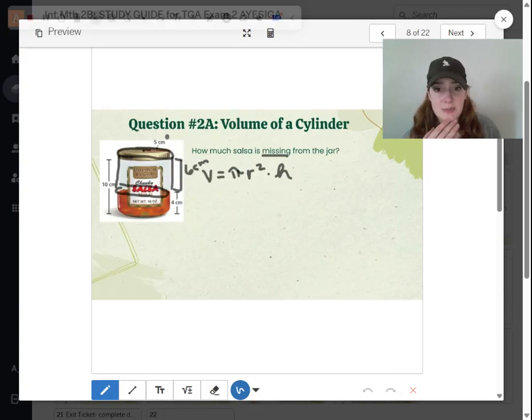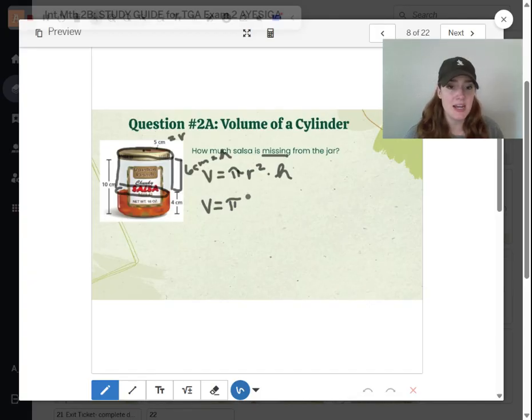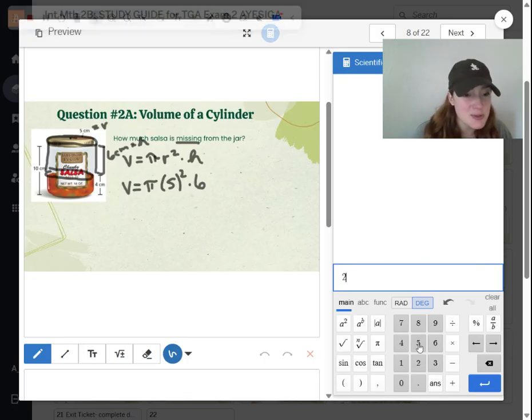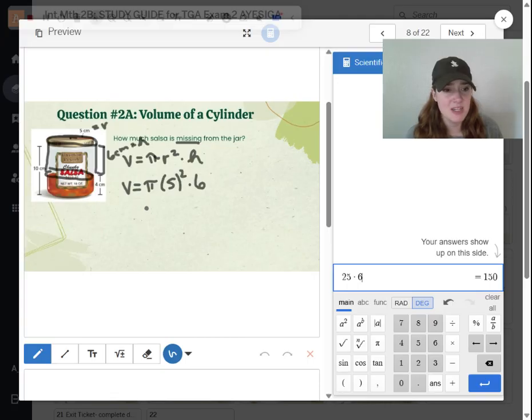And we do have the radius up here. 5 centimeters is r, so we've got our height, we've got our radius. We're just going to plug it in. Volume is equal to pi times the radius 5 squared times our height, which is again the missing salsa where it's empty. That is a height of 6. We're going to use our calculator. So 5 squared is 25 times 6 is going to be 150 pi.